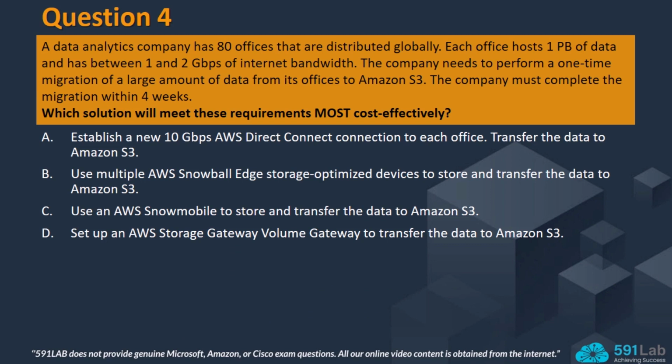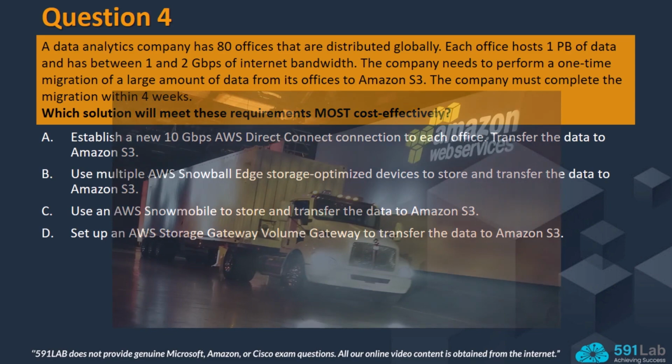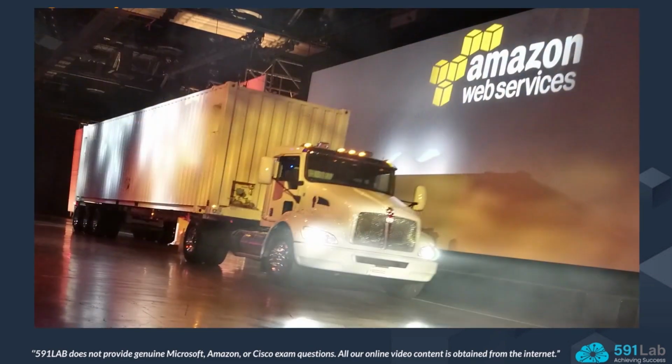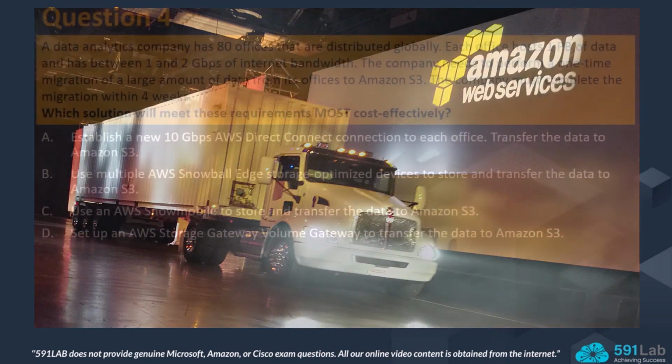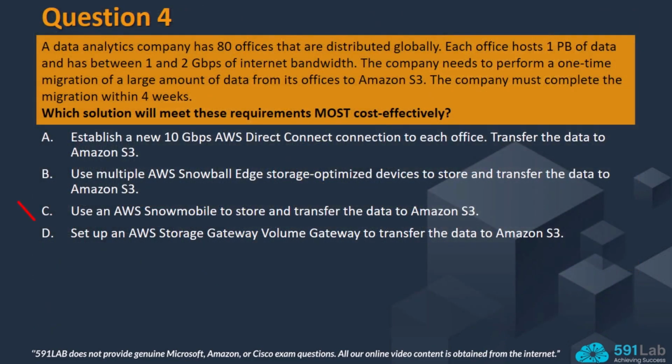Option C. Use AWS Snowmobile to store and transfer the data to Amazon S3. AWS Snowmobile is designed for exabyte-scale data transfer, and it may be overkill for a 1 petabyte migration from each office. It is also a more specialized solution that might not align with the cost effectiveness requirements. So this is not the correct answer.